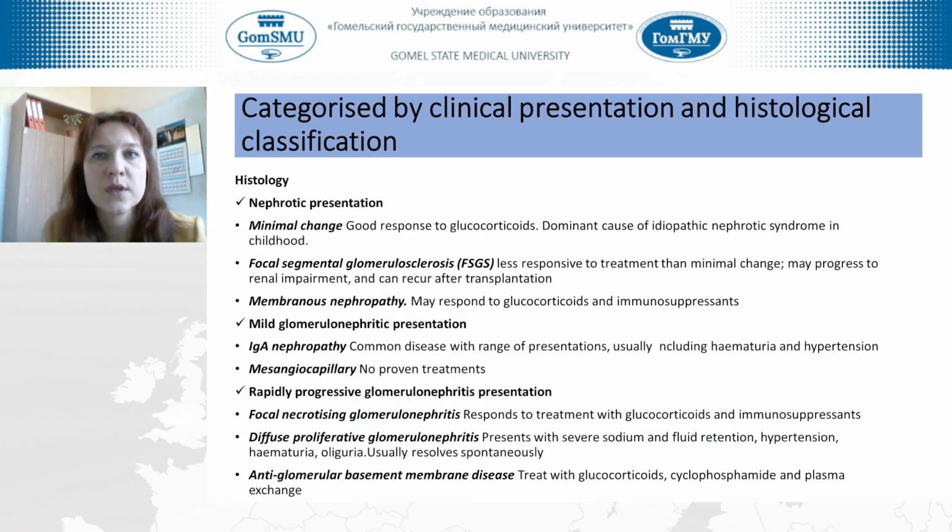Categorized by clinical presentation and histological classification. According to histology, it can be nephrotic presentation, mild glomerulonephritic presentation, and rapidly progressive glomerulonephritis presentation. In nephrotic presentation, it can be minimal change disease, with good response to glucocorticosteroids, the dominant cause of idiopathic nephrotic syndrome in childhood. Focal segmental glomerulosclerosis is less responsive to treatment than minimal change disease, may progress to renal impairment, and can recur after transplantation. And membranous nephropathy may respond to glucocorticosteroid and immunosuppressant therapy.